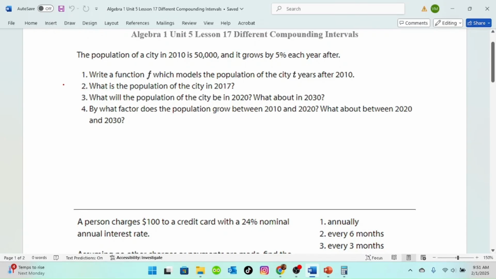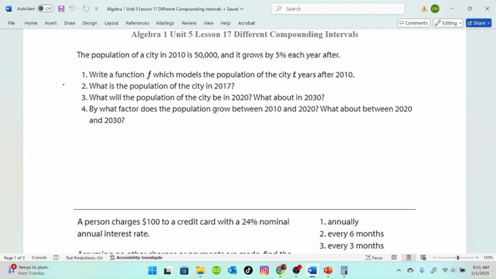Now we can begin the practice problems for Unit 5, Lesson 17, Different Compounding Intervals. The population of a city in 2010 is 50,000, and it grows by 5% each year after. Number 1, write a function f which models the population of the city t years after 2010.